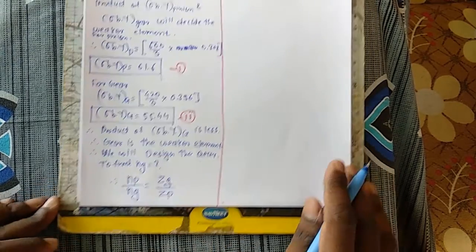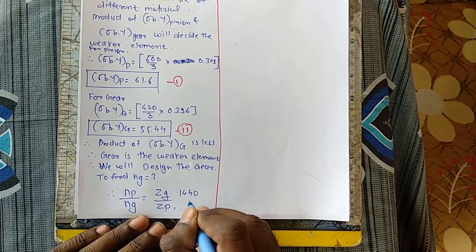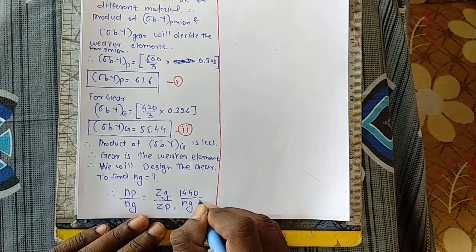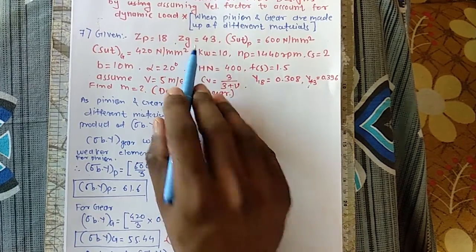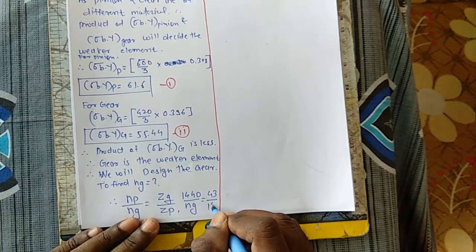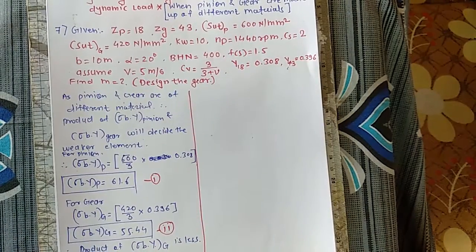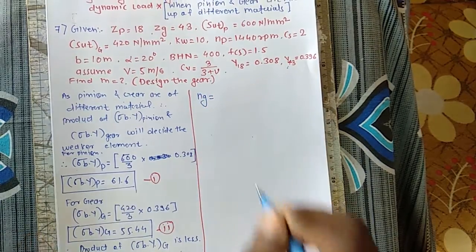This is the equation for gear ratio. So NP is 1440, divided by NG, which we have to calculate. ZP is 18 and ZG is 43. So I will write ZG as 43 and ZP as 18, and from this I will get the value for NG, meaning RPM of gear.